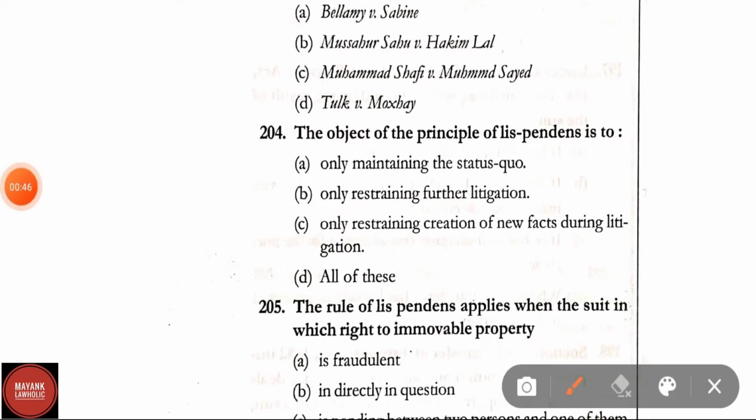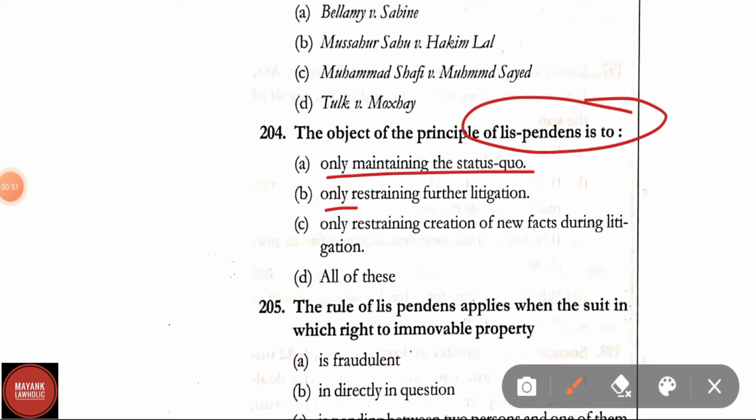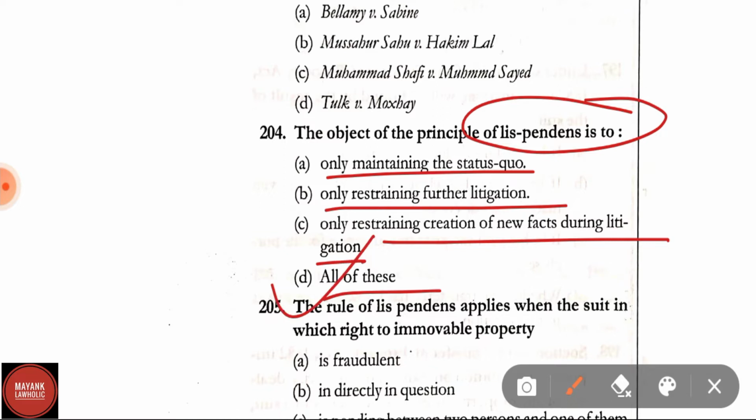Question number 204. The object of lis pendens is to only maintaining the status quo, only restraining further litigation, only restraining creation of a new fact during the litigation, all of these. Here correct answer is all of these.